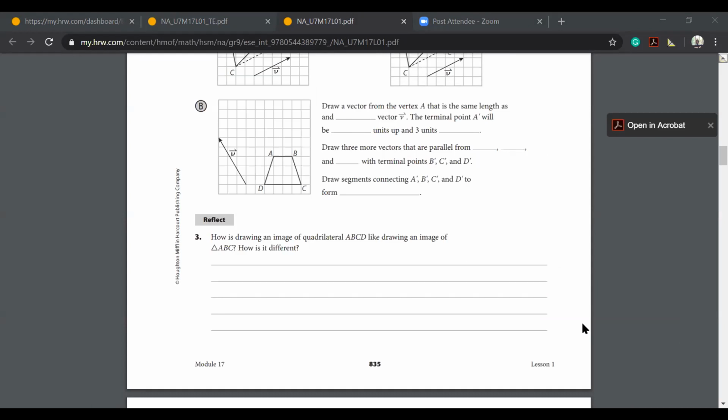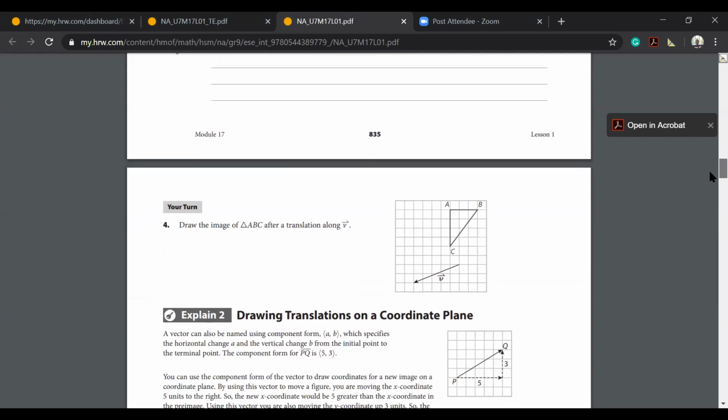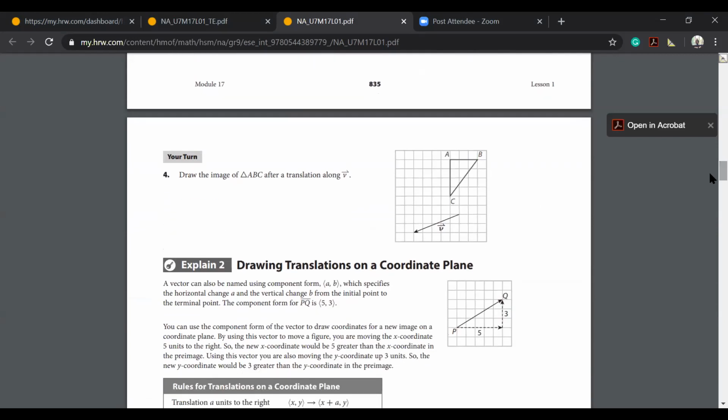Okay, and then let's go to the second question that I left for you in the next page. Yes, I left for you this as well. Draw the image of triangle ABC after a translation along vector V. Again, my vector is starting from this point here, ending at this point there. Let's count.